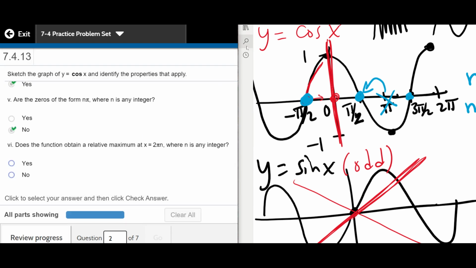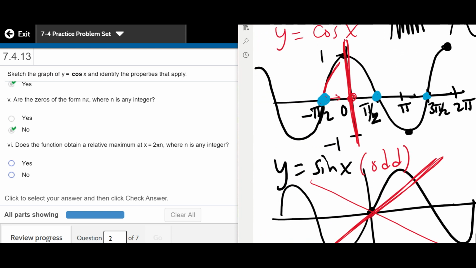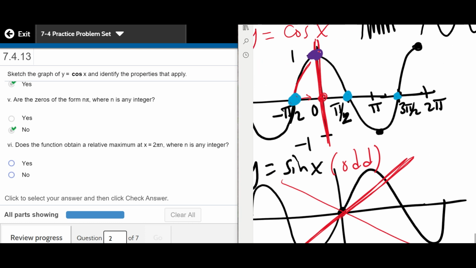Does the function obtain a relative maximum at x equals 2 pi n? Okay, so let's go ahead and do that one real quick. So remember, the maximum, and I'll do this in another color, I'll do it in purple. The maximum are these points, right? It's where it hits that peak. So that purple is your maximum.